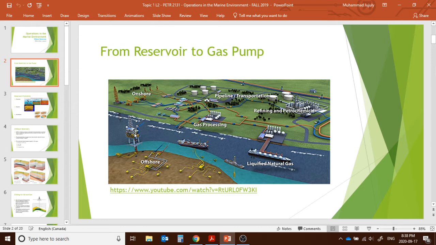When you do the production, it could go directly through the pipeline, or ships can take it to the storage, and from there we use transmission pipelines, either natural gas transmission pipelines or oil transmission pipelines, to send it to the gas processing unit or the refineries. From there we use another transmission line to send it to the storage, and from the storage we use distribution lines or trucks to distribute it to the end users, to the gas stations like that.